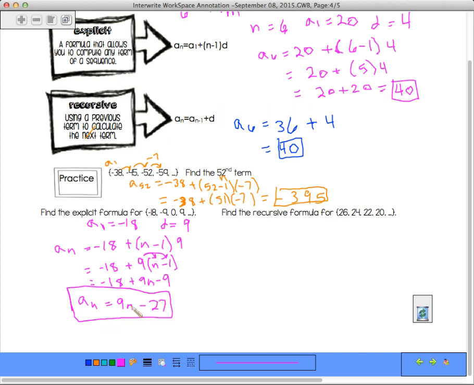If I needed to know the 10th term, I'd plug in 10, multiply it by 9, and subtract 27, and it would give me my term.